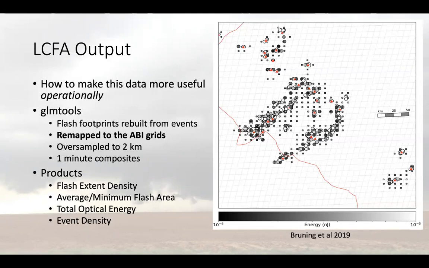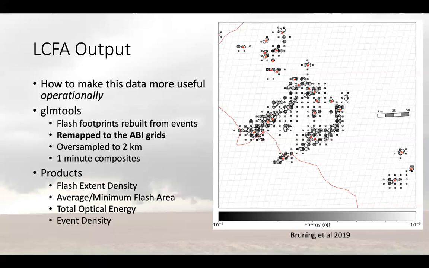And for that reason, that spawned the creation of what is called GLM tools. GLM tools was developed by Dr. Eric Running at Texas Tech. And what it does is it takes those relationships between the events, the groups, and the flashes, and it's able to rebuild the spatial footprint of the flash by using the individual events, because we know those flashes propagated through those regions. And that data is then remapped, or those flashes are then remapped to the ABI grids. And that's bolded because I'm going to come back to that later, and that's an important point. And those are in 1 minute composites. So we can get fairly high resolution spatially and temporally from the GLM, and we can be looking at GLM imagery instead of singular points in space and time.